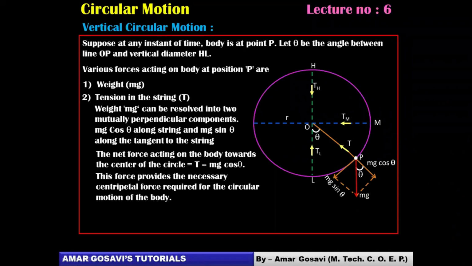Now this force will provide the necessary centripetal force which is required for the vertical circular motion of the body. Whatever is the resultant force at point P, we have established it will be T minus mg cos theta, and that resultant force would act like centripetal force for the circular motion. So I can equate T minus mg cos theta to the centripetal force. Before we equate that, you can quickly note down this slide so that we move ahead, friends.